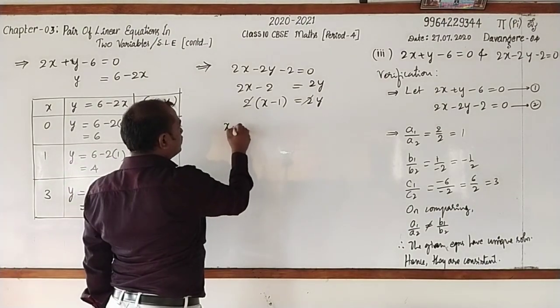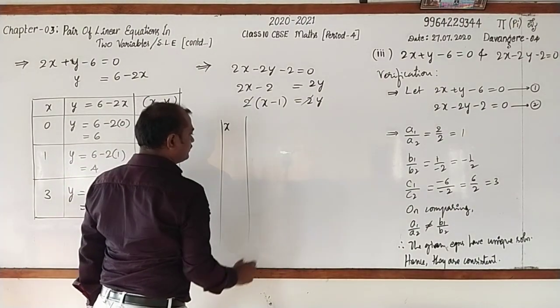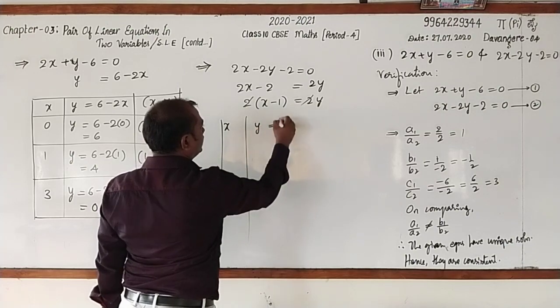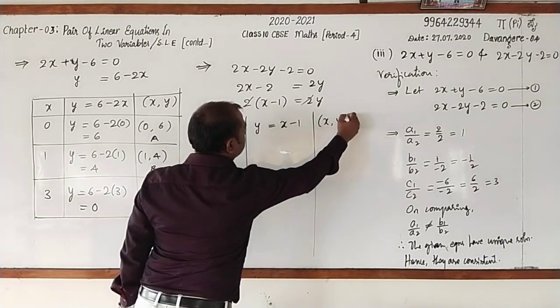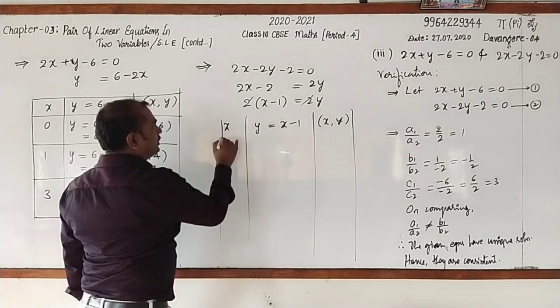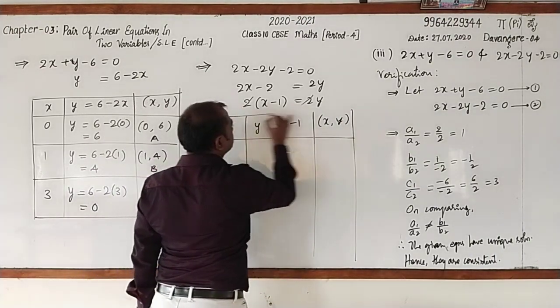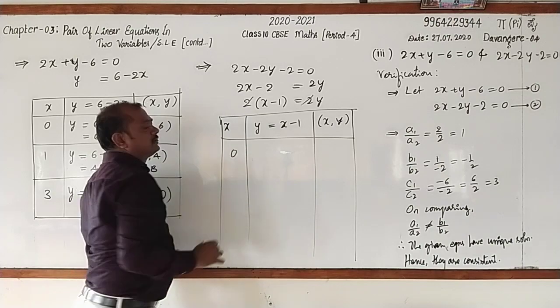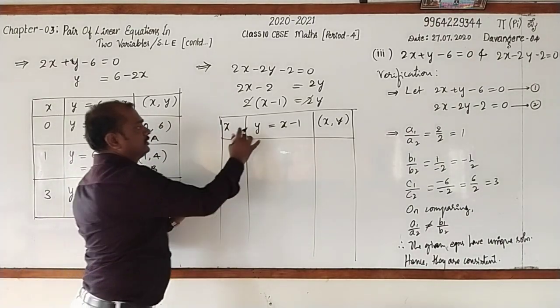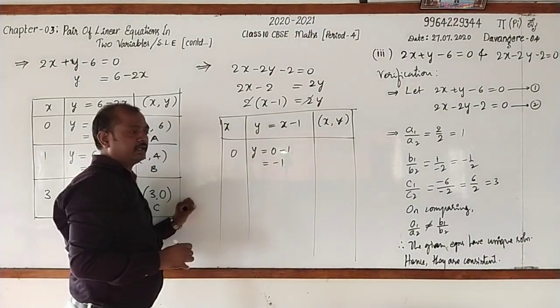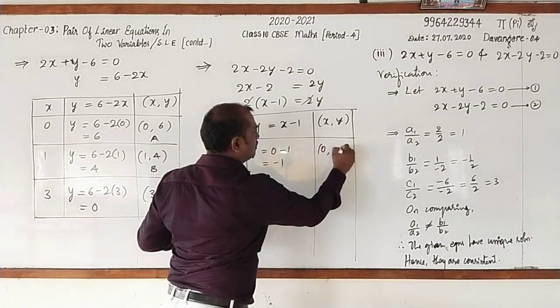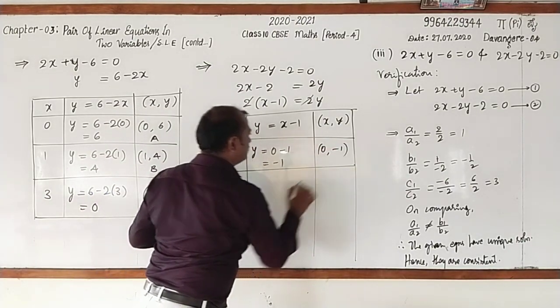Next, let us draw the table. First column for x, second column for y equal to x minus 1, and third one for x comma y. Then substitute 0 in place of x. Then y is equal to 0 minus 1, which is minus 1. When x is 0, y is minus 1.